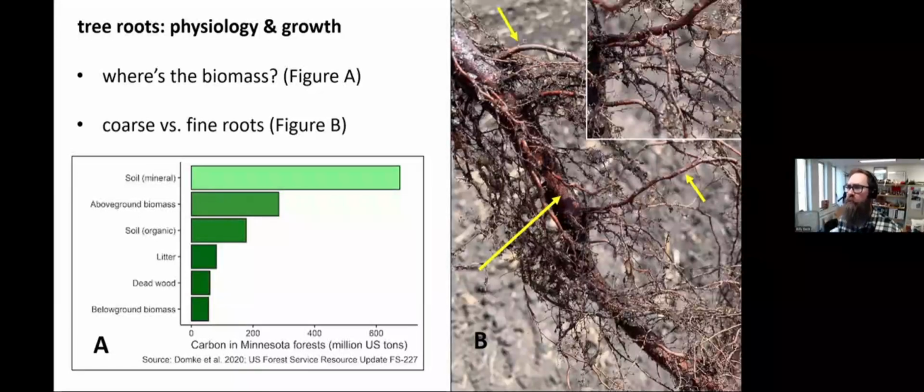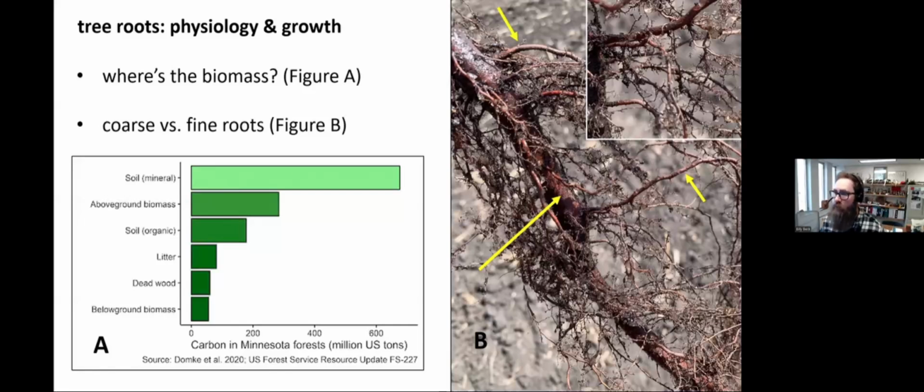But I just want to hit tree root physiology and growth real quick. This is kind of a crash course. Some things to keep in mind as we talk about tree roots and tiles. First off, where is the biomass in forests? It's a lot flipped from, say, a prairie or a native grass situation. Most of the biomass in forested situations is above ground. So it's about a 5 or 6 to 1 ratio of mass above ground to below ground as far as biomass. So a little bit flipped from our prairie friends there.